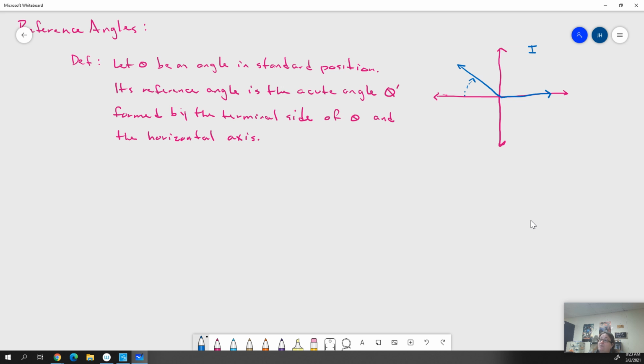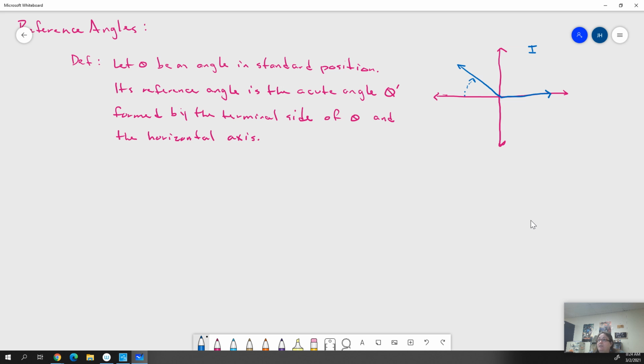So if I have it in quadrant 1 and they're asking for the reference angle, say it's a 45-degree angle, the reference angle is also 45 degrees, because that is the closest proximity to one of the horizontal axes, right?